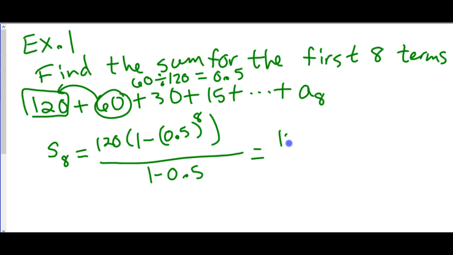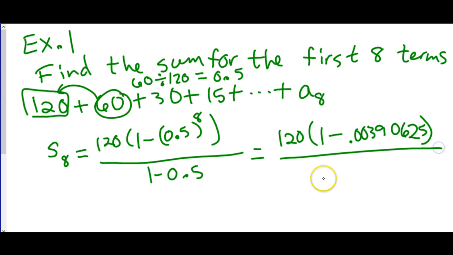Again, we have to simplify. 0.5 to the 8th is 0.00390625. If you wanted to, you could also leave it as a fraction. 1 minus 0.5 is 0.5.